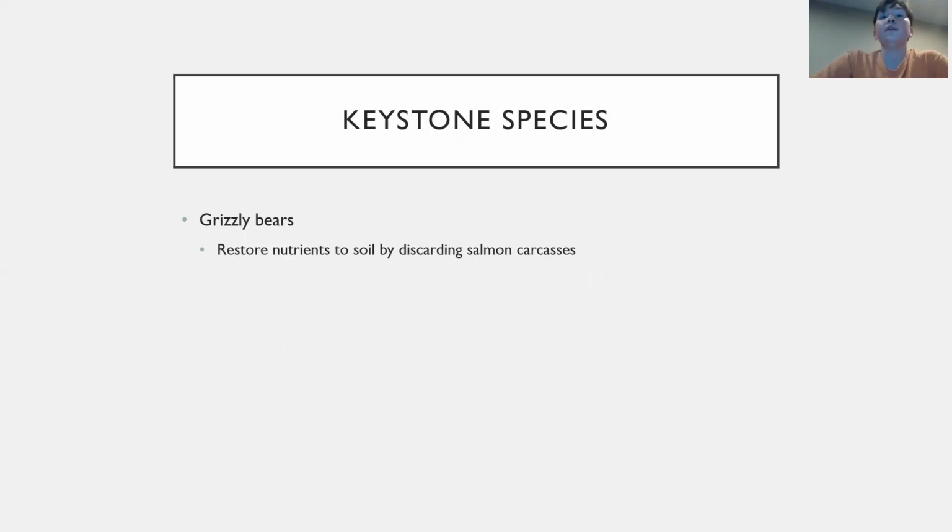An example of a keystone species that we didn't talk about in class is the grizzly bear. It restores nutrients to soil and its ecosystem by discarding salmon carcasses, and it provides a large amount of nitrogen and other nutrients to the soil that have been lost over the years. Old, worn out soil in those areas.